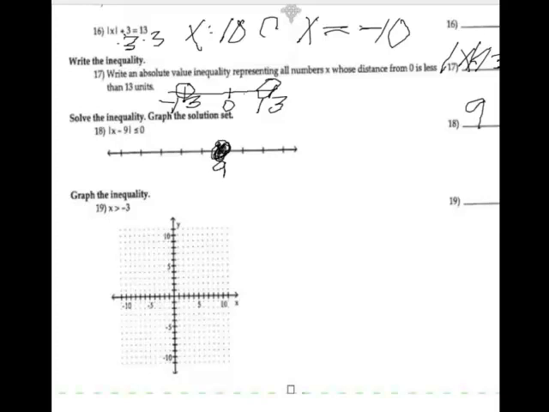Graph the inequality. Well, from the first page, we remember that this is a vertical line. Notice it's not equal, so I'm going to dash, dash, dash, right through minus 3, right? Put my line, arrow on. So this is a vertical line like we said, through minus 3.